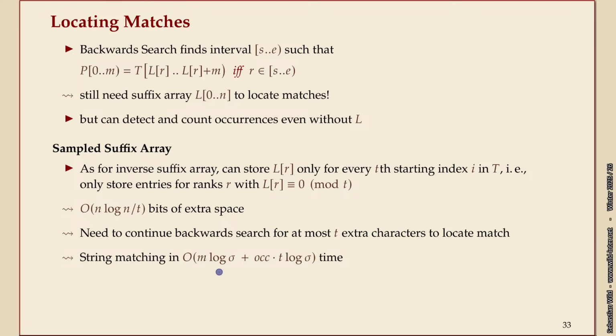And the total time for this is m times log sigma. Again, sigma tiny in our case. So it's essentially like in the suffix tree, just m, to find, for example, how many occurrences there are in the text. And then here, this oc is the number of occurrences. If you want to find out where these are in the text, the starting indices, then for each of them, you have to continue maybe for t more steps and read the corresponding value of the suffix array.